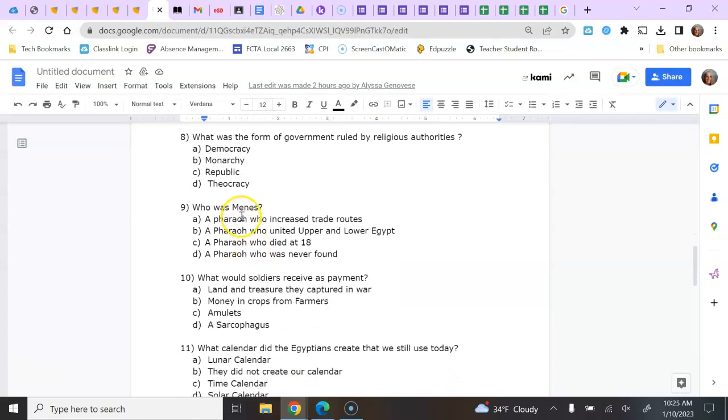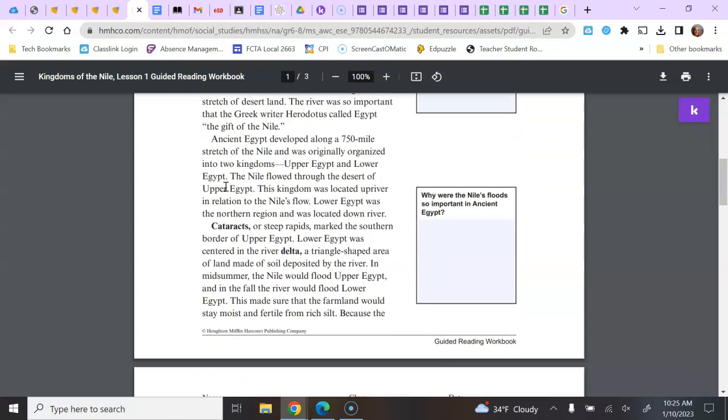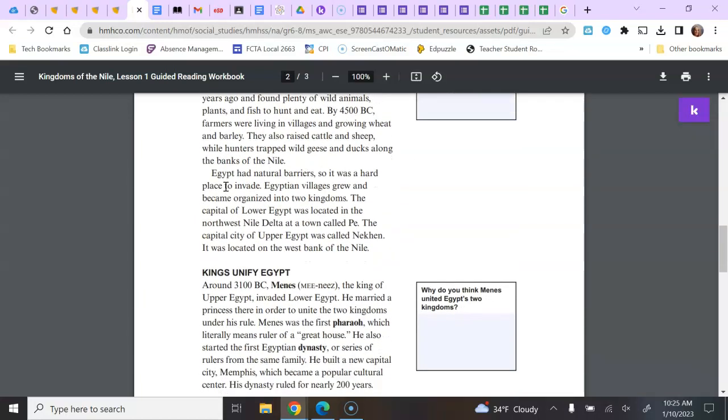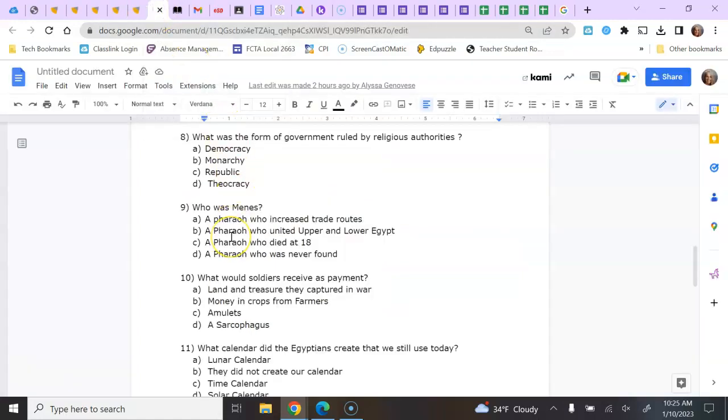Number 9, who was Menes? You can find information on King Menes in workbook lesson 1. He is here in your key terms and people box. You can also find him down below at the very bottom of that lesson: Kings unify Egypt. They talk about Menes. So who was King Menes? A pharaoh who increased trade routes, a pharaoh who united Upper and Lower Egypt, a pharaoh who died at 18, or a pharaoh who was never found.